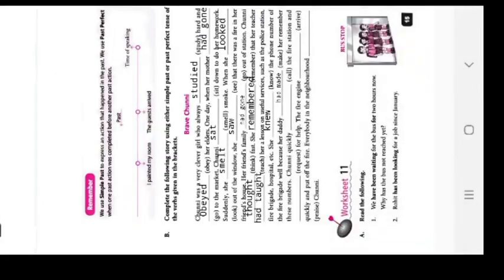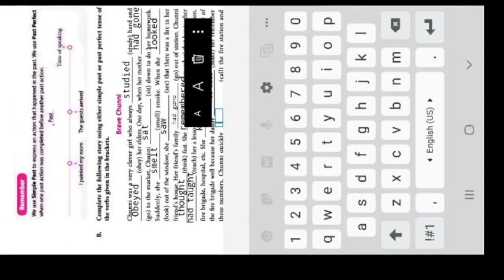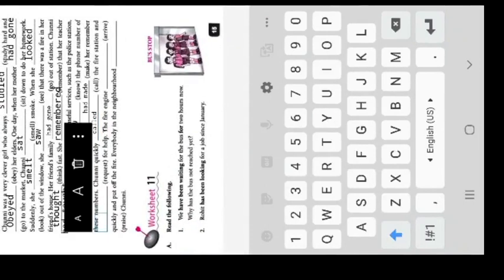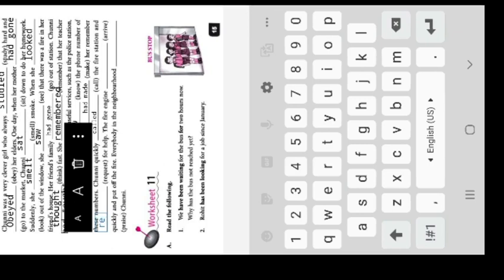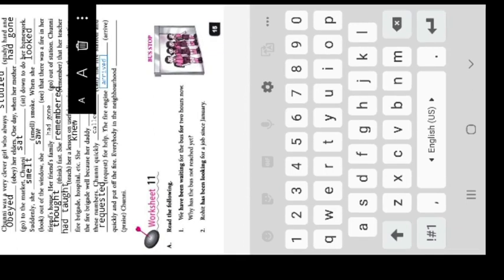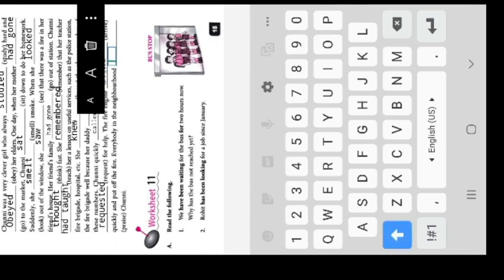Chunni quickly, what she did then? She called the fire station and requested. What is the past tense of request? Requested for help. The fire engine arrived quickly and put off the fire. Put off means extinguish the fire. Everybody in the neighborhood praised Chunni.